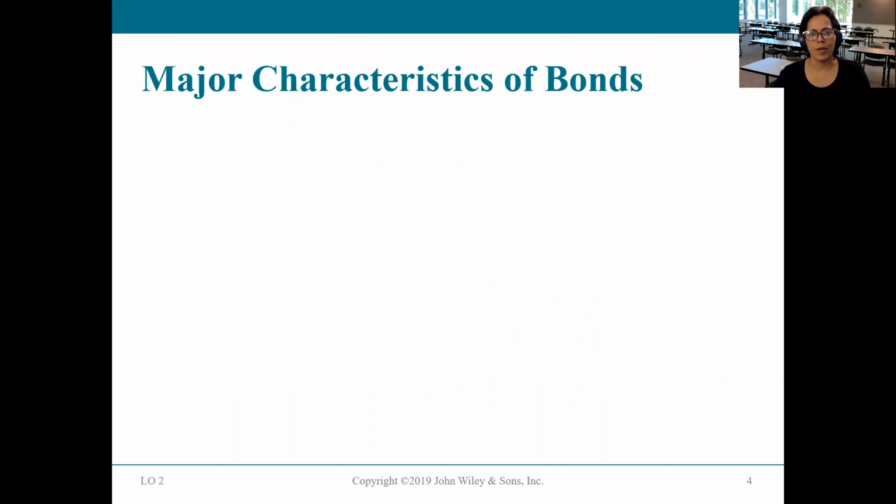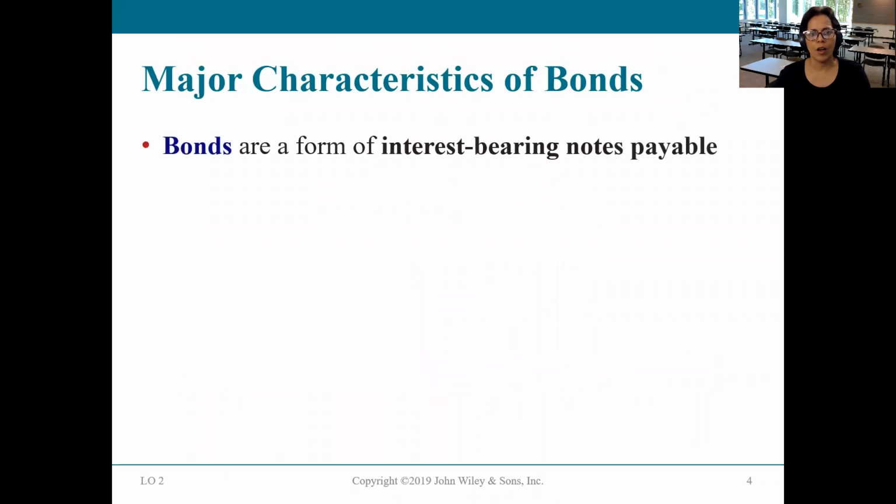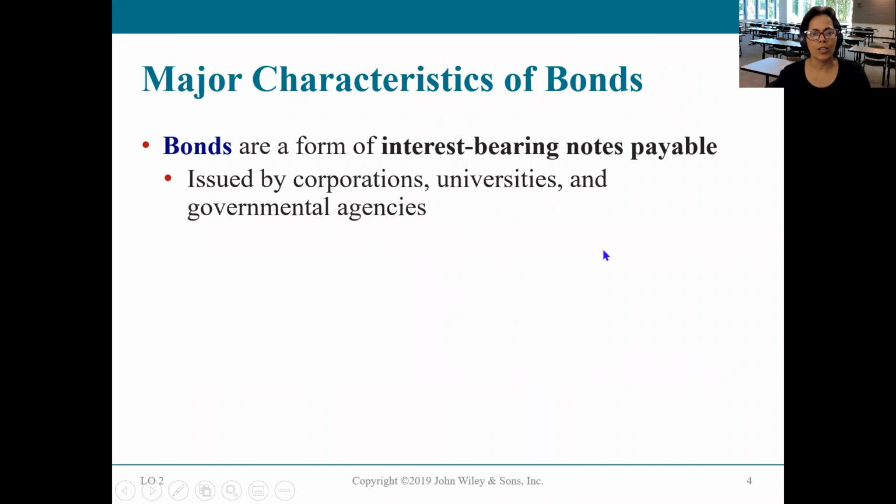So let's look at some of the major characteristics of bonds. Bonds are basically interest-bearing notes payable. So what is different between bonds payable and notes payable? They're usually issued by corporations, universities, and government agencies. When they need a very large sum of money, instead of going to a bank and borrowing from one single party, they issue bonds.